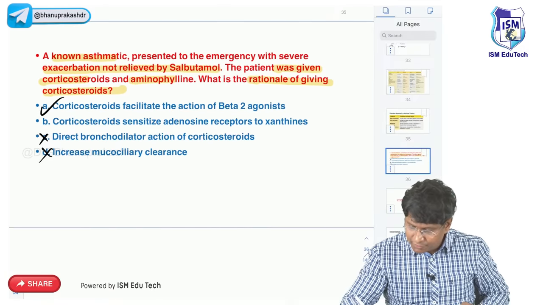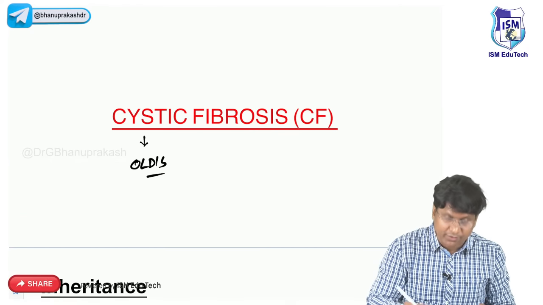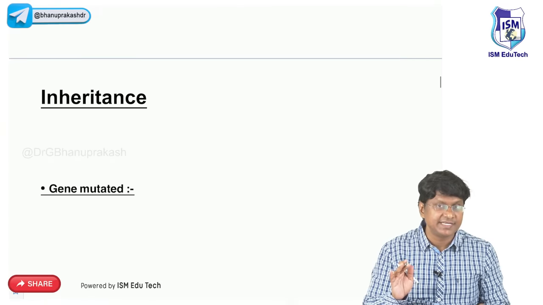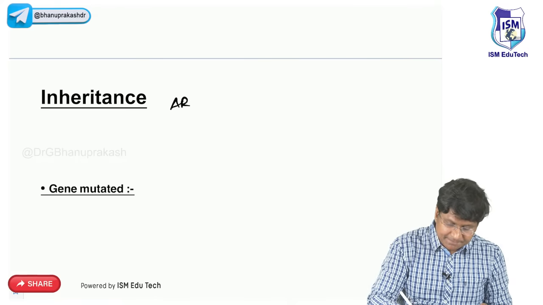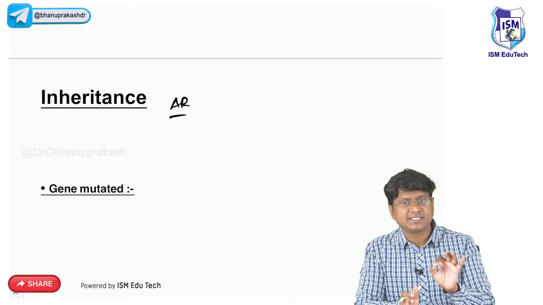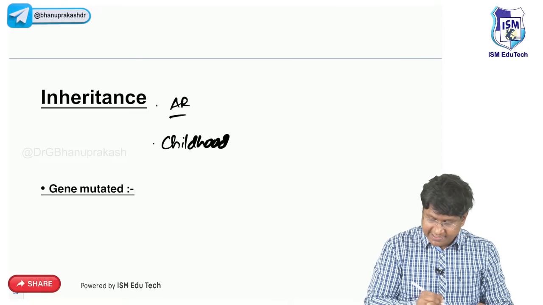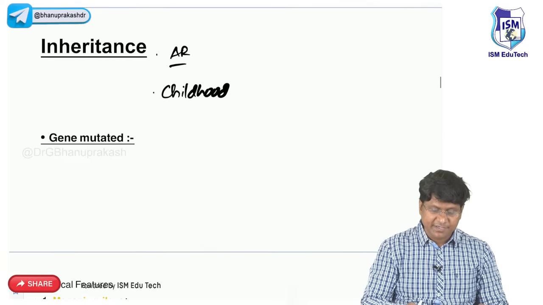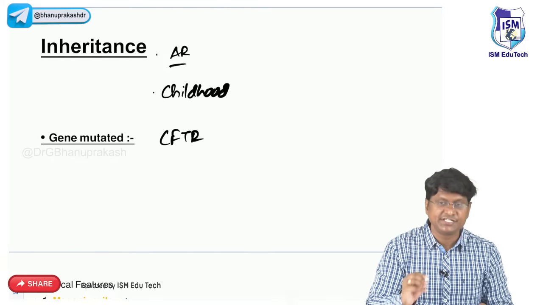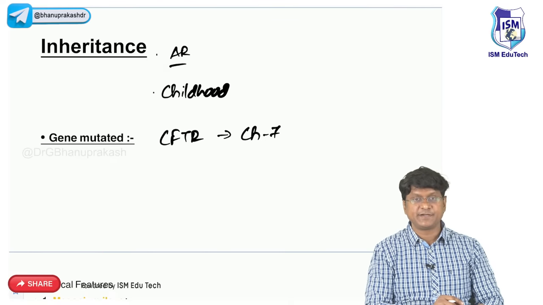Then, the next important topic for quick revision is cystic fibrosis, which is also an obstructive lung disease. Cystic fibrosis is an inherited disorder with autosomal recessive inheritance, and it is a multi-system disorder. The first signs and symptoms typically occur in childhood. The gene that is mutated in cystic fibrosis is the CFTR gene, which is present on chromosome 7.